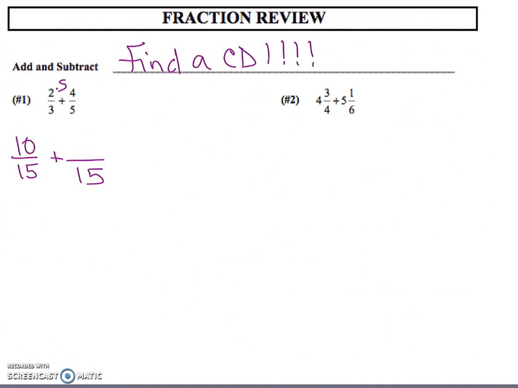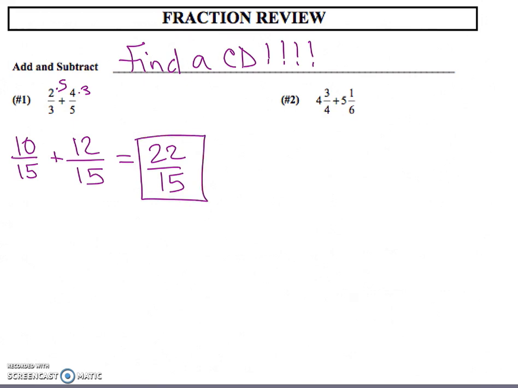Then the second fraction, I multiplied 5 by 3 to make it into 15, so I'm going to multiply 4 by 3, and that's going to give me 12. So now I have 10/15 plus 12/15. That's going to give me an answer of 22/15. As long as your answer is in lowest terms, improper fractions are just fine with me.